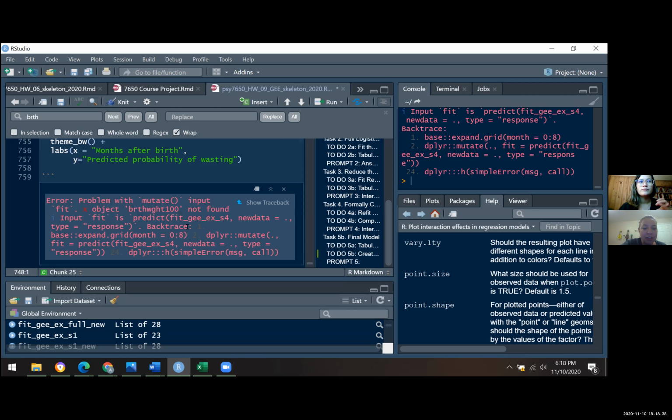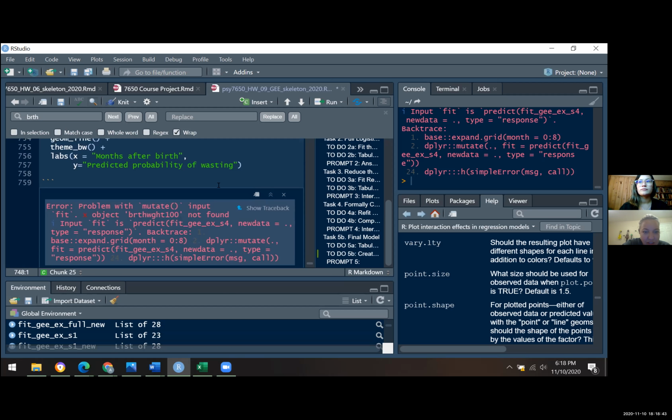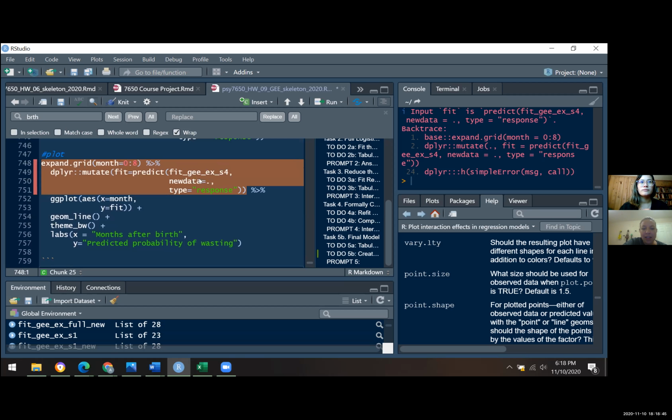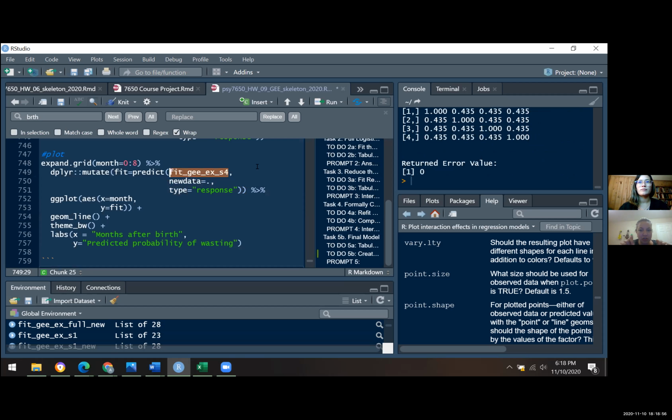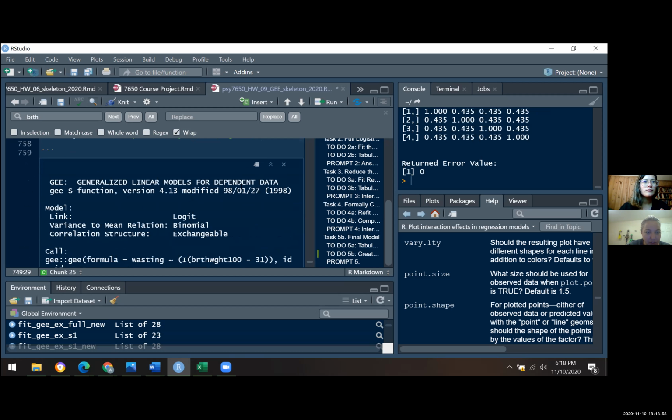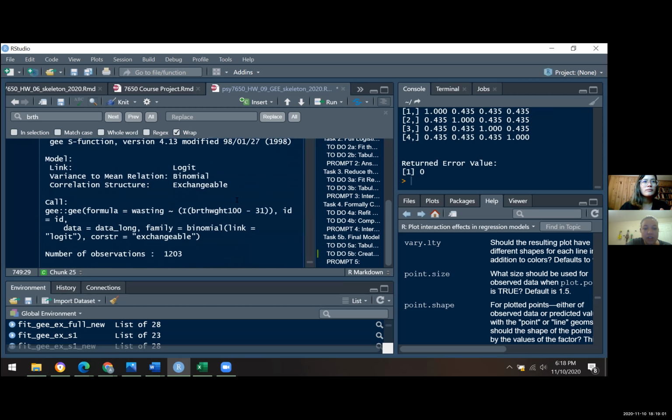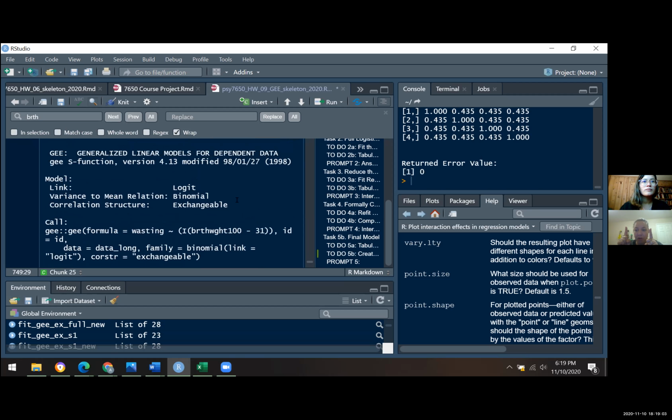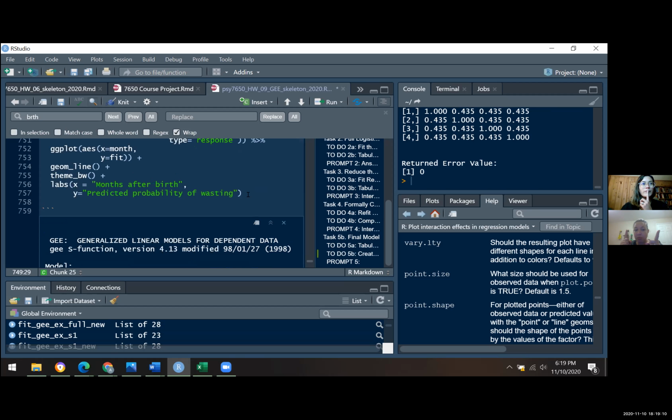So let's see. Does the model have birth weight in it? Okay, so highlight just the name of the model, fit GEE-EXP-S, where your mouse is, and do the control enter to run just that model. Now let's scroll down and look at that model. So this model has wasting and birth weight both in the model. So to make predictions, you need to have both wasting and birth weight to predict over.